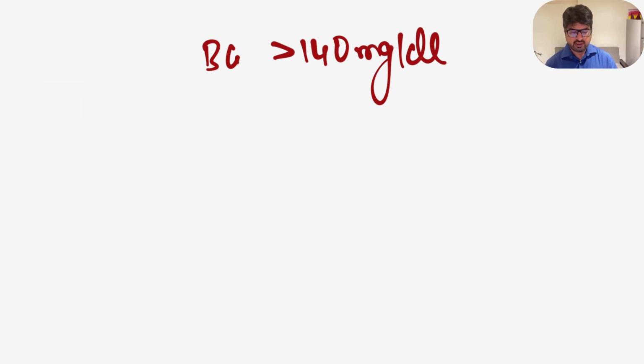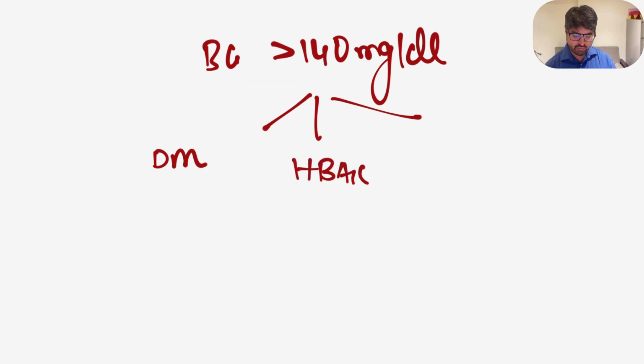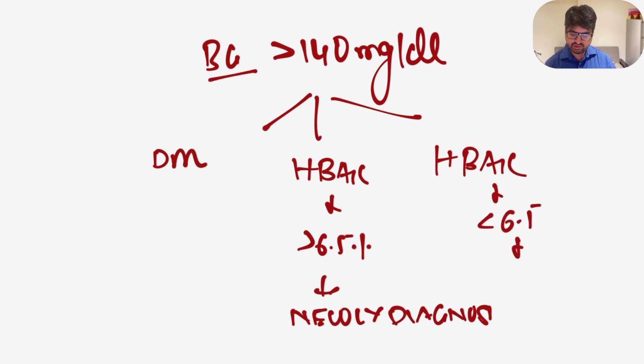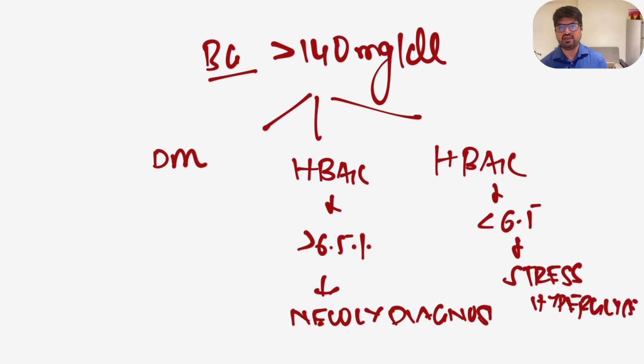Now, there could be three situations, right? Either the patient is known to have diabetes mellitus, so the patient is already having diabetes, or the patient's HbA1c is more than 6.5%, but the patient does not know that they have diabetes. So it's a newly diagnosed diabetes. Or it could be that the patient's HbA1c is less than 6.5%, but the blood glucose is more than 140, right? And this is what is known as stress hyperglycemia, right?